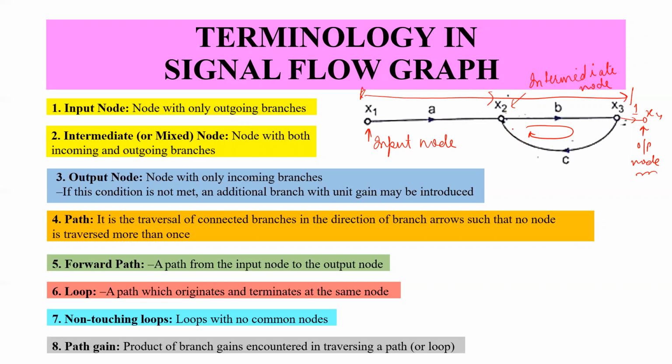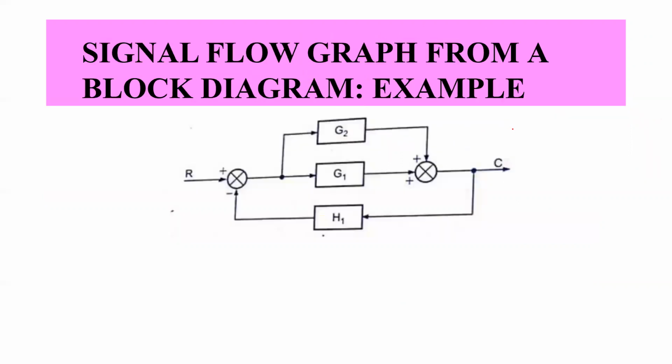These are the terms which will be used in the signal flow graph. Now let us understand the signal flow graph through this example. We have this block diagram. We can easily get the signal flow graph from this block diagram. So the first thing that we need to do is identify the nodes and the branches.